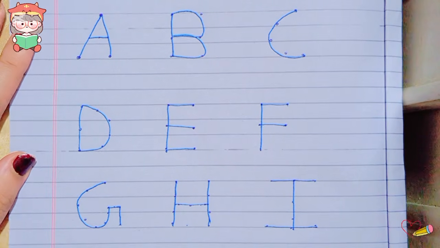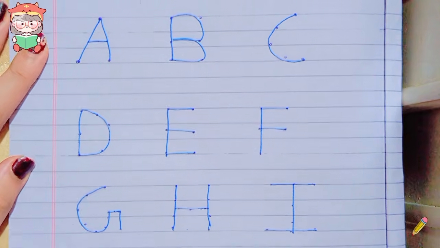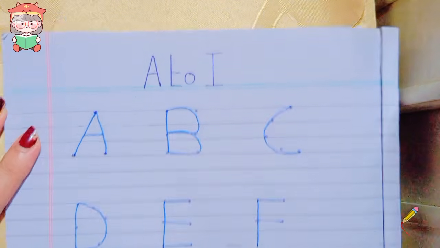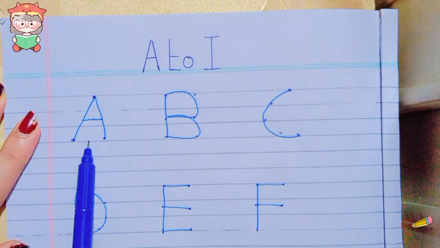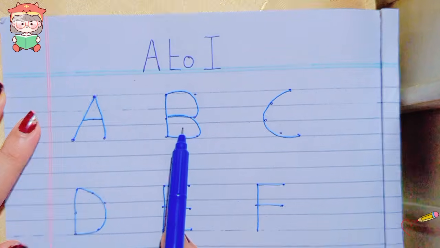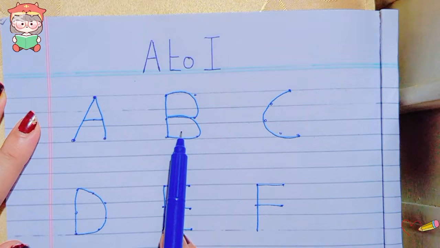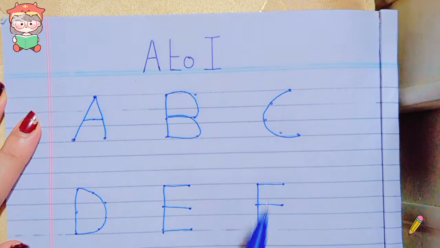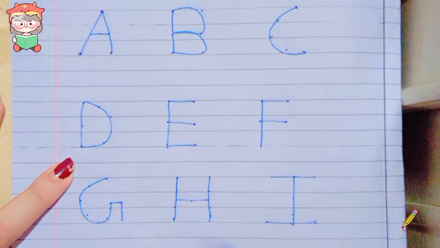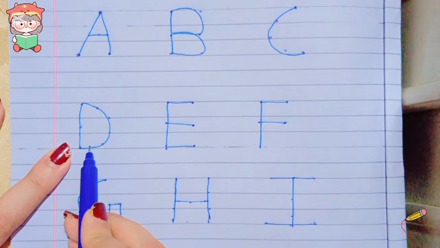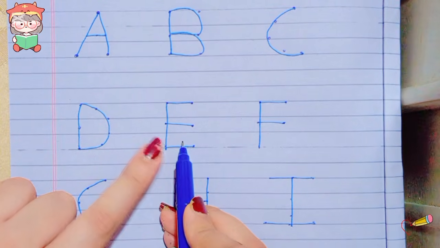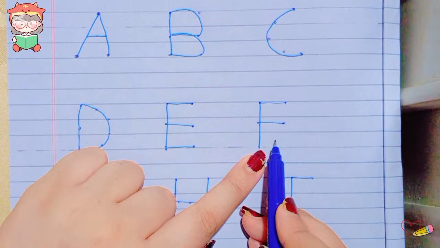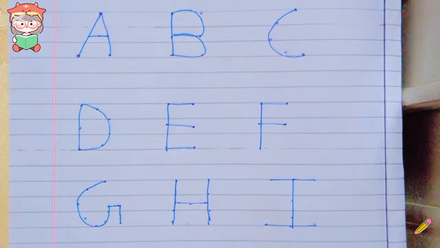Hello kids, in the previous video, we learned letters A to I. A for apple. B for ball. C for cat. D for dog. E for elephant. F for fish.